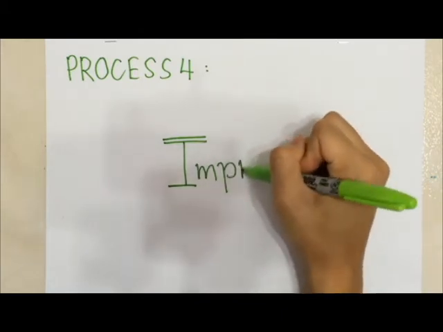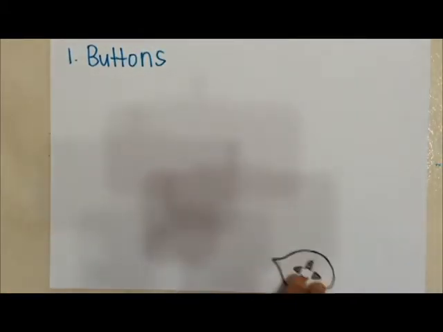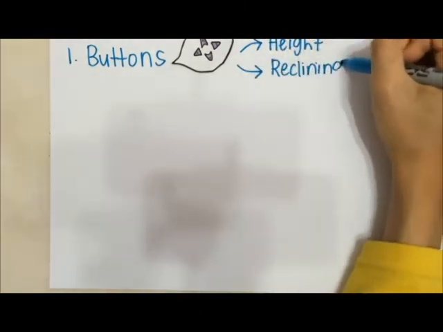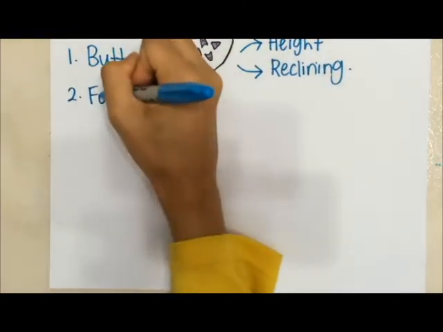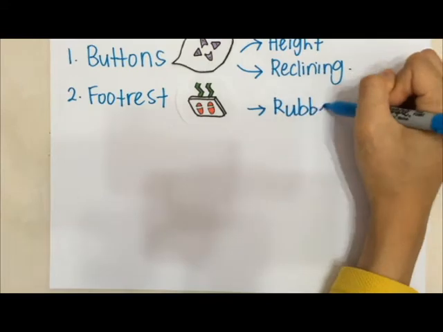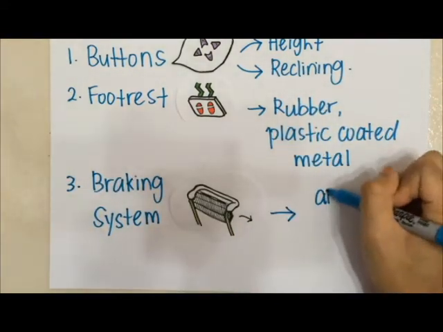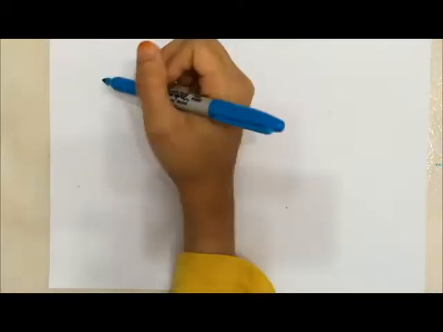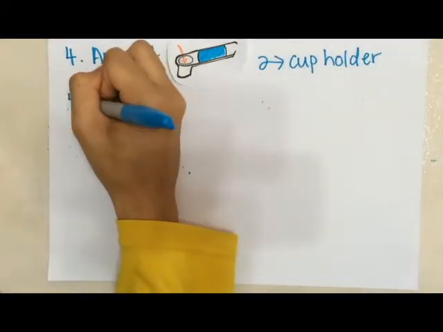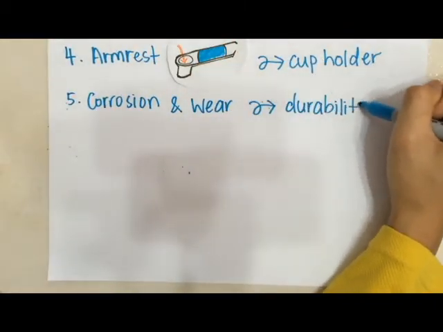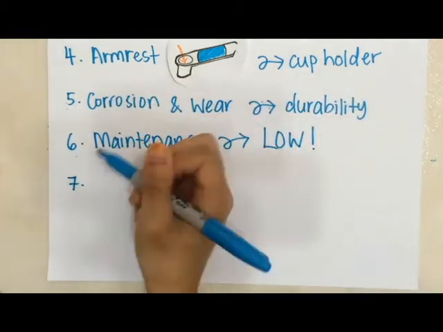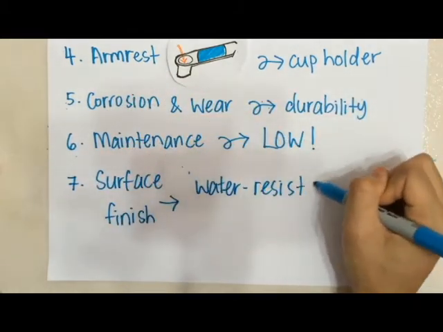Up next, we did some improvements upon the products, such as adding buttons for adjusting the height of the seat and also its backrest position. Footrest made of rubber supported with plastic-coated metal for lightweight and safety. Braking system similar to the ones of airport luggage trolleys, and having elongated armrests with cup holders. We also decided that the product should be of low maintenance and durable, with water-resistant and anti-slippery finishes.